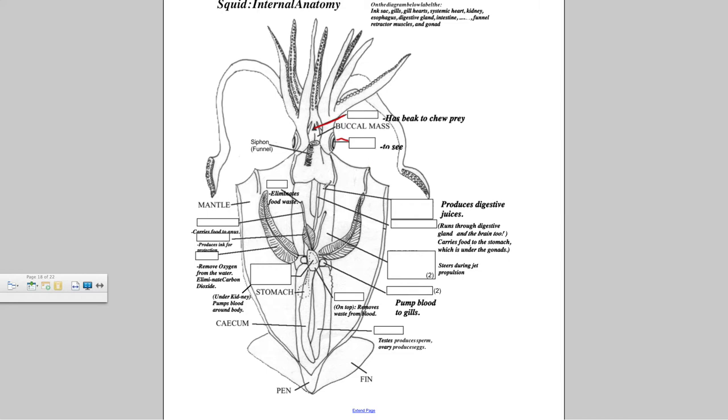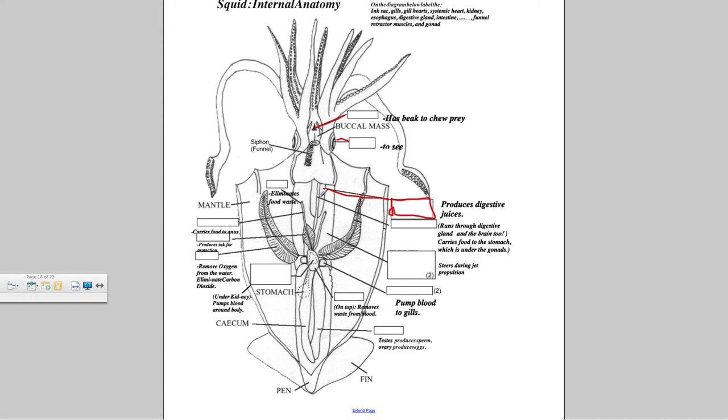This here is your digestive gland. So this box here is your digestive gland. It's called your digestive gland because it produces digestive juices. That's your digestive gland.